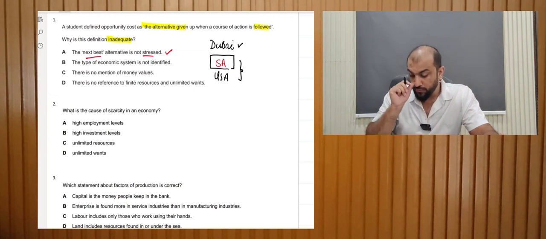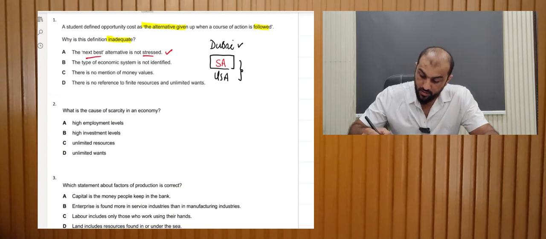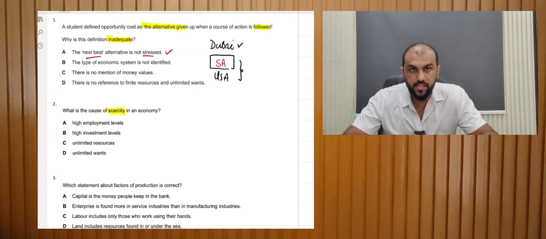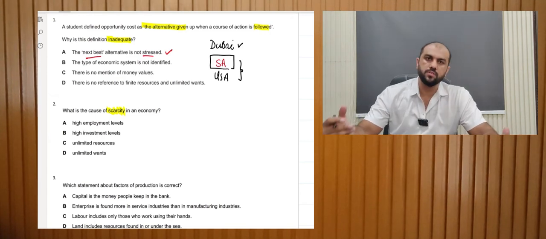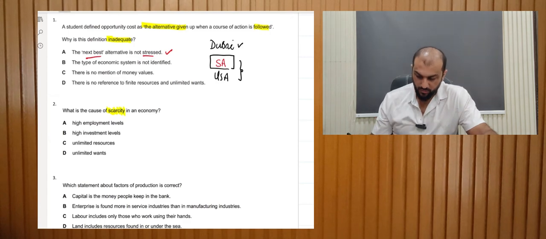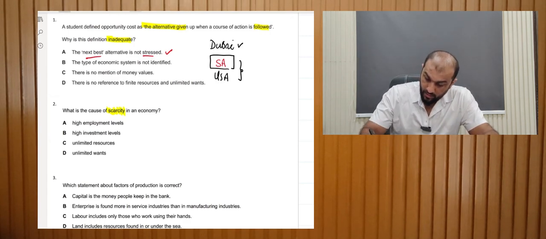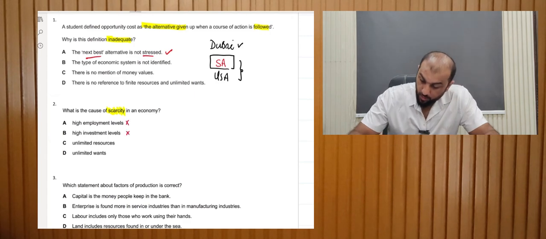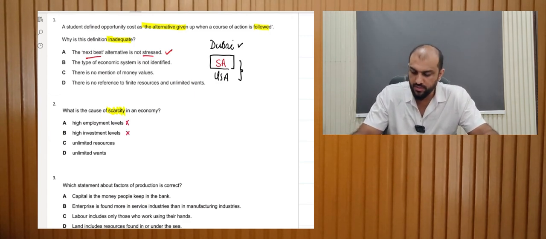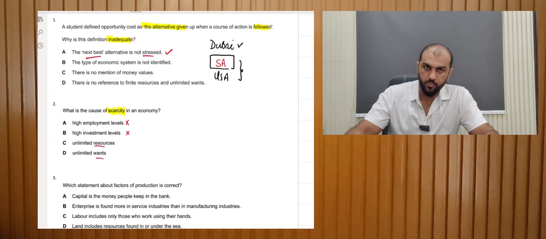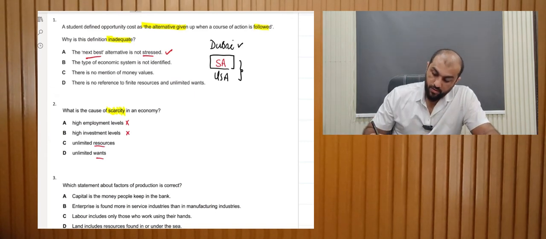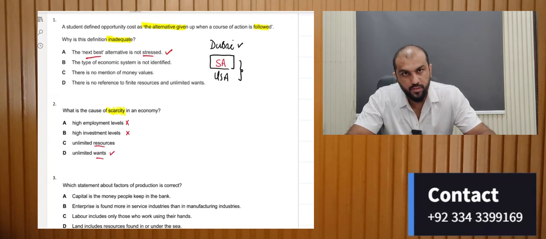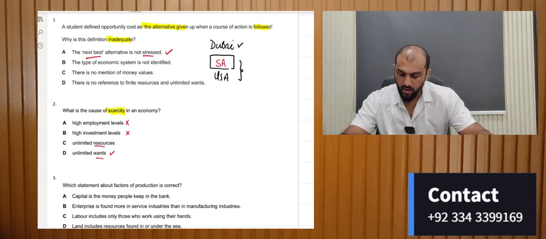What is the cause of scarcity in an economy? So the definition for scarcity is needs and wants are unlimited and resources are limited. That is the basic definition of scarcity. You just need to see the options, and which option matches the definition is our answer. So B and A are incorrect because employment and investment have nothing to do with scarcity, whereas resources and wants do. Now, are resources unlimited or wants unlimited? The correct answer is wants are unlimited. I hope you got this right. It's very easy. Resources are limited.